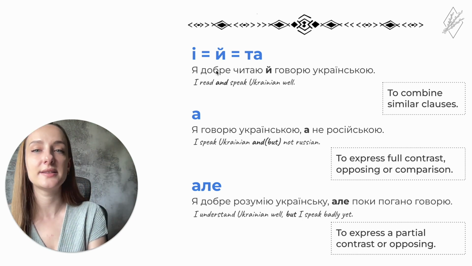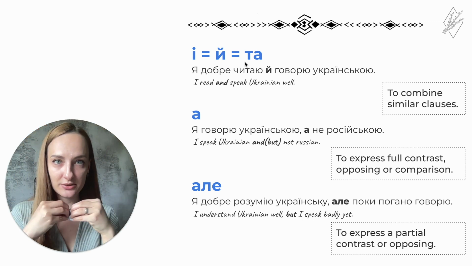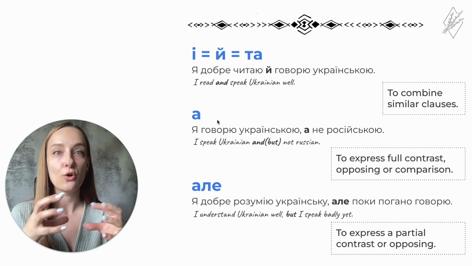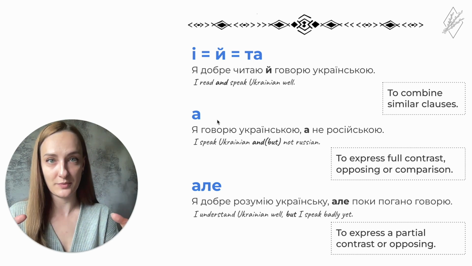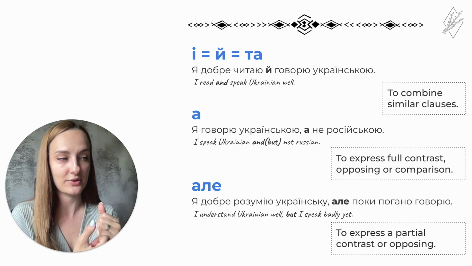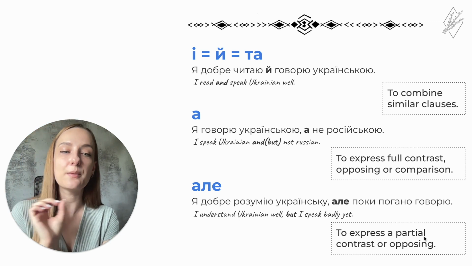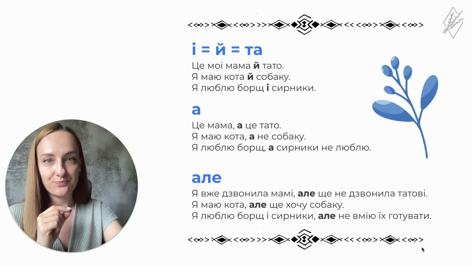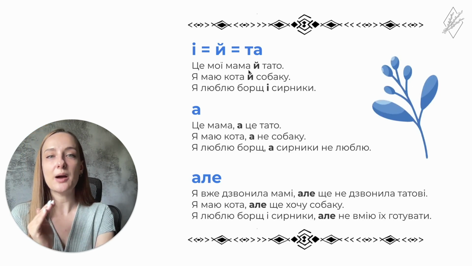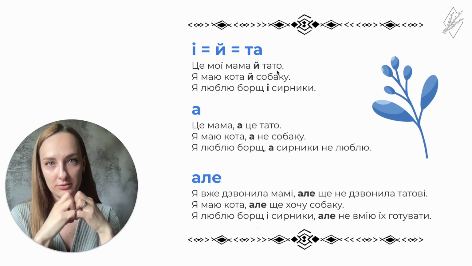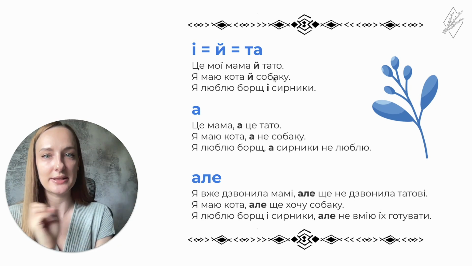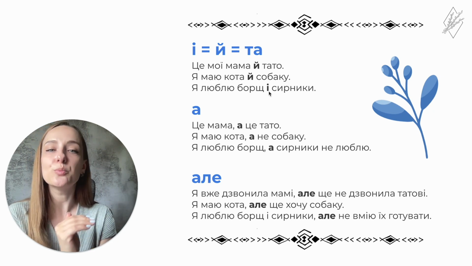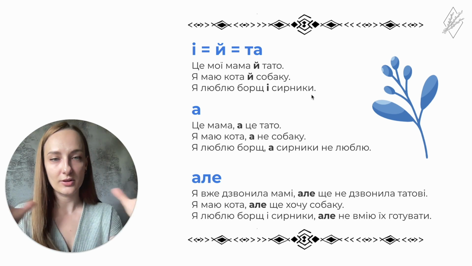So once again, these conjunctions we use to connect two similar parts. This conjunction а, to show full contrast, full opposite of something, or sometimes to compare something. And але when we have a partial contrast or opposite. Let's see more examples. Це мої мама і тато. Here we combine two similar clauses. Мама і тато. Я маю кота і собаку. Я люблю борщ і сирники. Here we connect them.